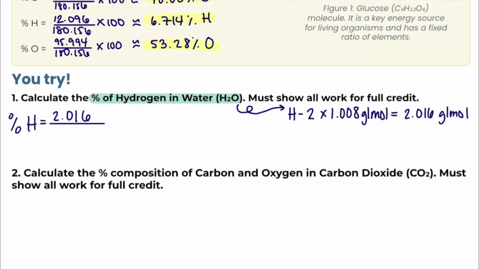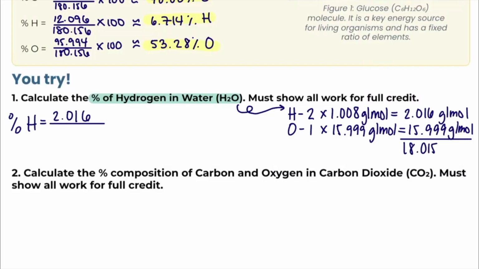So what is the molar mass of H2O, of your total, right? Well, you take this 2.016 for hydrogen and you're going to add that to the molar mass of oxygen. And we only have one O here, so it's just going to be adding 15.999 grams per mole. And you end up getting 18.015 grams per mole of H2O. And so that's going to be in your denominator.